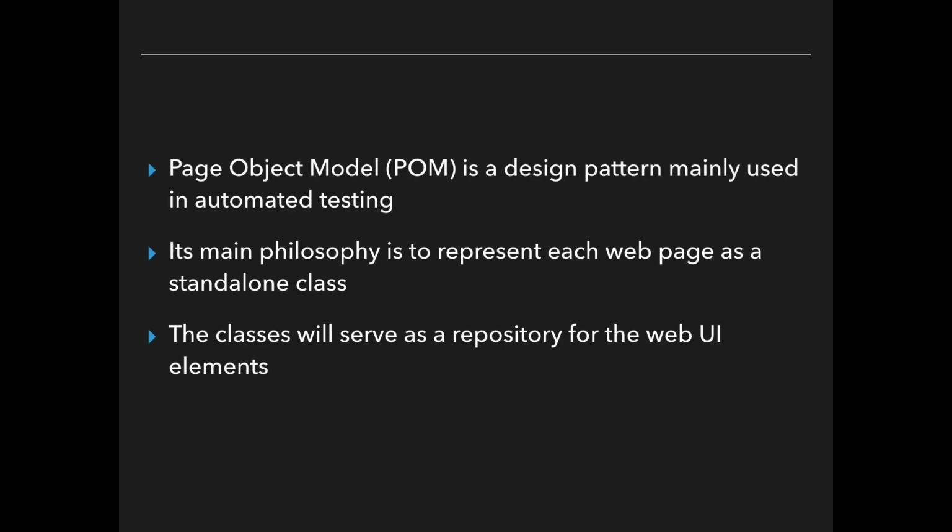Okay, so the page object model, we said, is a design pattern mainly used in automated testing. So what is our main philosophy for the day? We need to represent each of the web pages as a standalone class. The class will serve as a repository for the web UI elements. Sounds fairly simple, yeah?